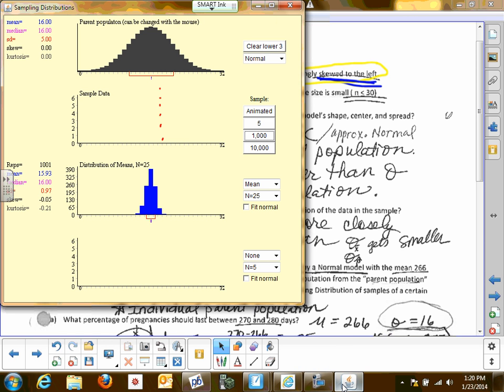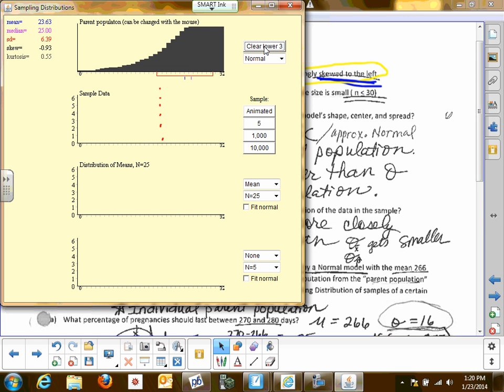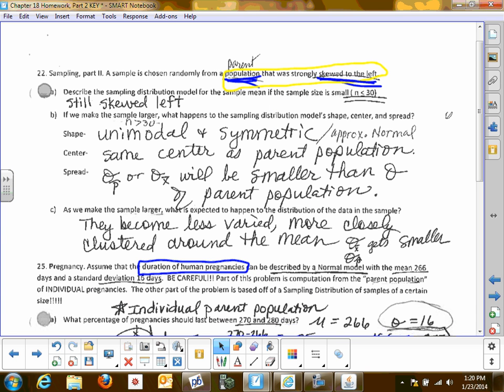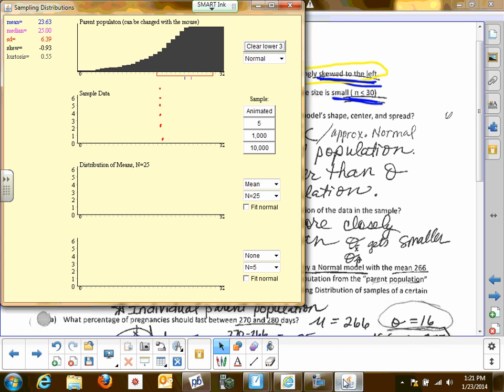Okay. We want skewed to the left. Parent population, skewed to the left. The question on the assignment says, describe the sampling distribution with sample sizes that are small. I'm going to accentuate that by making sample sizes of 2 because it just shows it better.